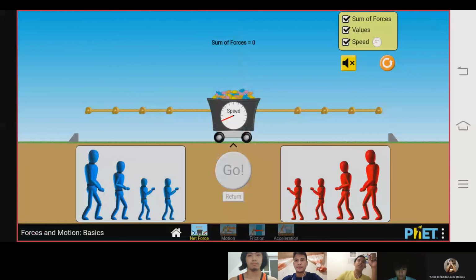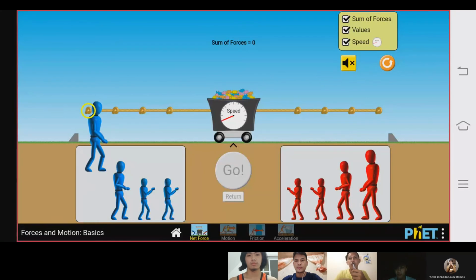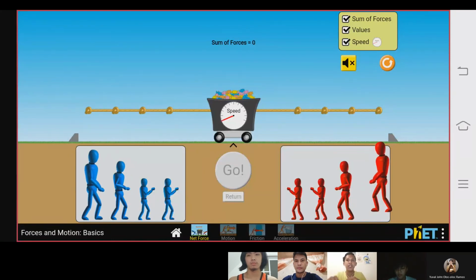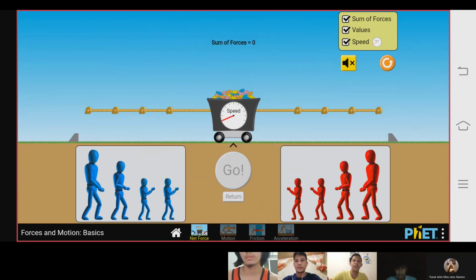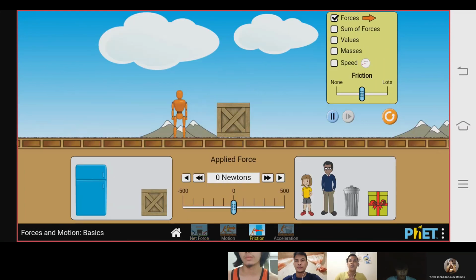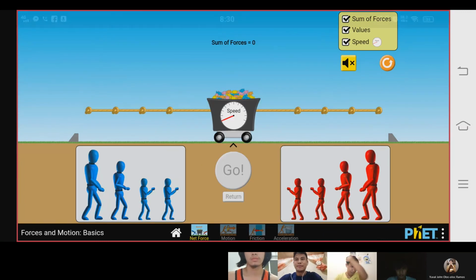So, naglagay po kami ng picture and for the conclusion, the group's conclusion is that motion can be predicted by determining the larger force in direction. If we have already determined the larger force, then we can also determine the direction of the object, or where it will go. So that is all po. Thank you.